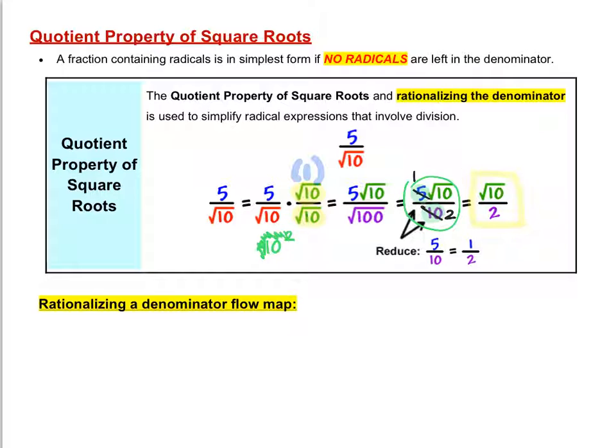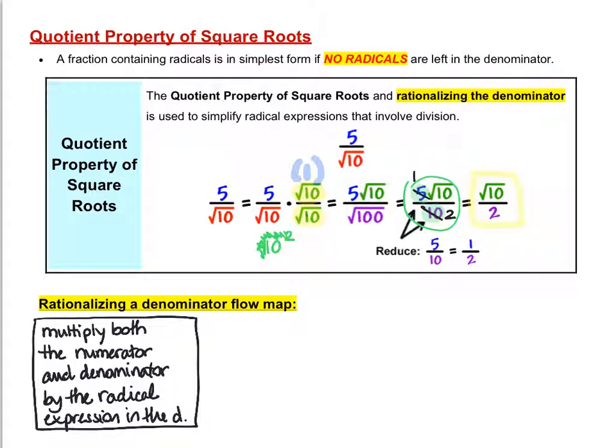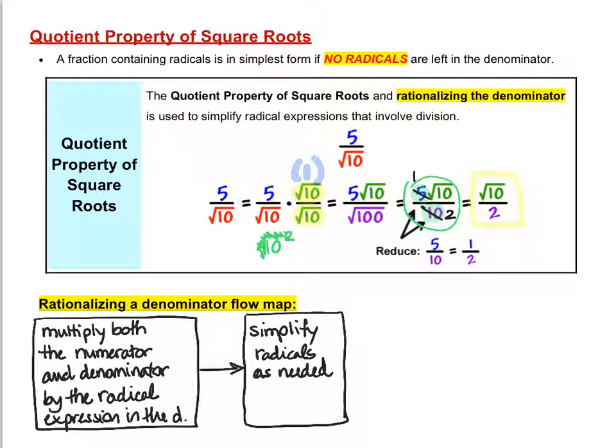So that we can remember what steps to take, let's write down a flow map. The first thing that we're going to do is multiply both the numerator and denominator by the radical that we have in the denominator. That is the first step. And that is going to lead to the next step, which is simplify radicals as needed. And this can be seen in this step right here.